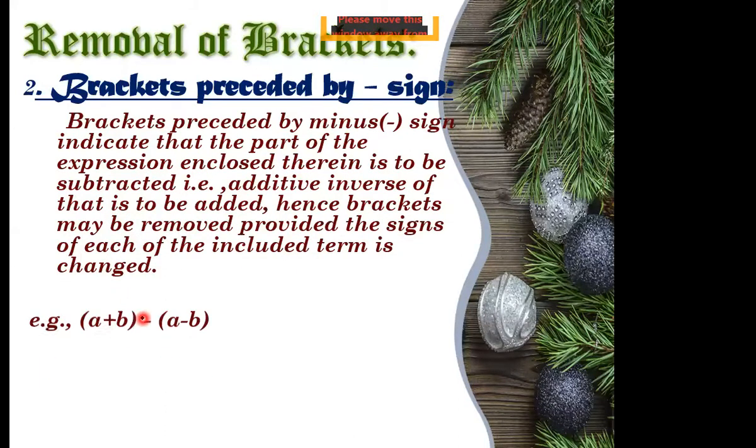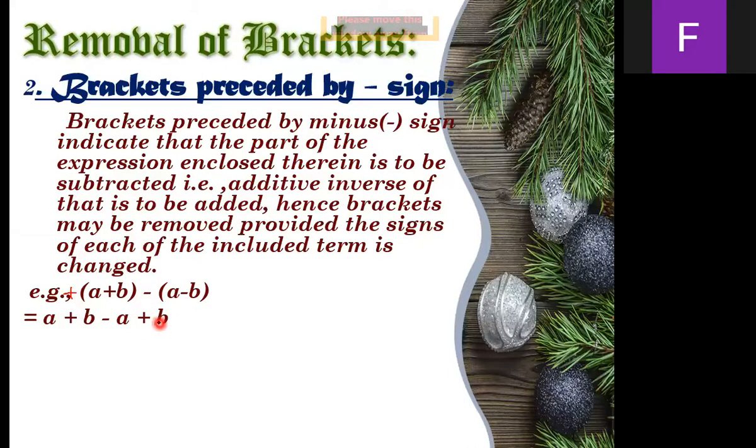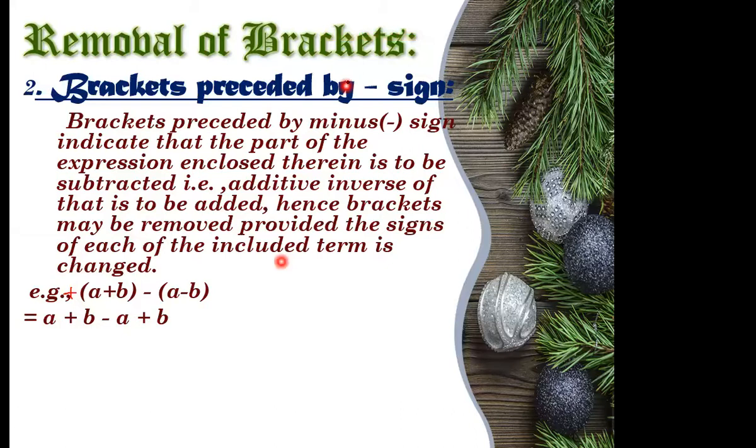Now let's take an example. Here you have the bracket, this bracket a plus b. Before this bracket you have a plus sign which is not written here, but you will assume that the sign is plus. But before this bracket you have a minus sign. If the bracket has a plus sign, you will not change the signs inside the bracket, but if the bracket has a minus sign before it, you will write down the additive inverse of the terms that are written in the bracket. So here you will simply write a plus b, but for this one you have a minus b, and here you have a minus sign, so you will write down the additive inverse of a minus b, which will be a plus b, right? Understand?